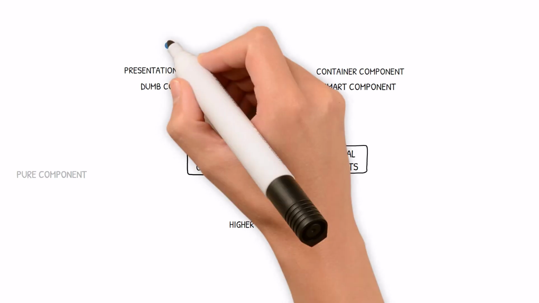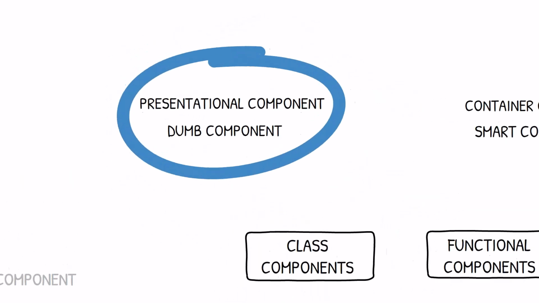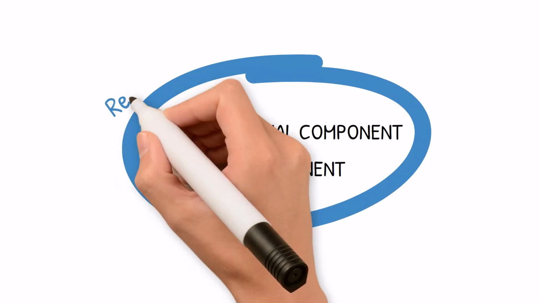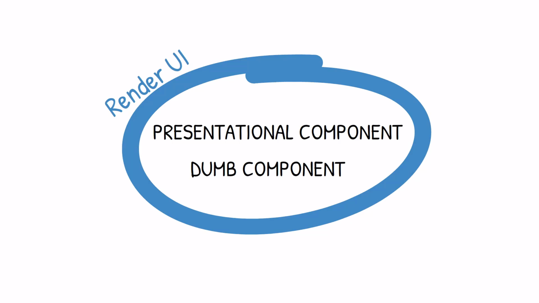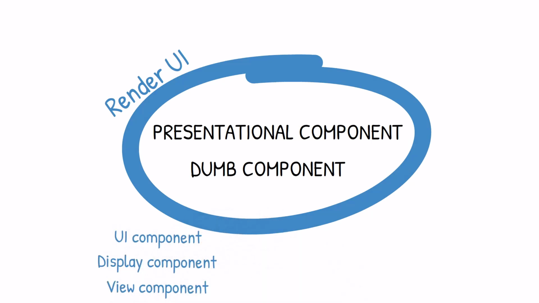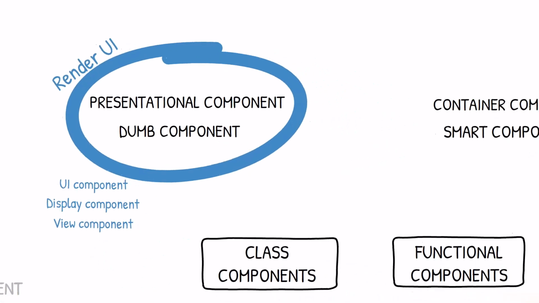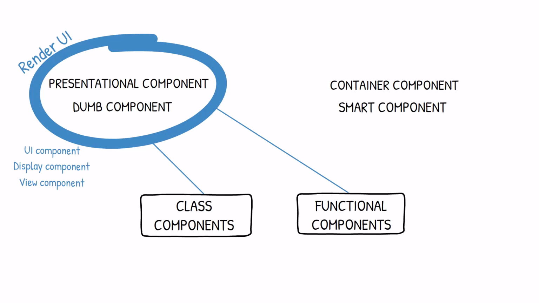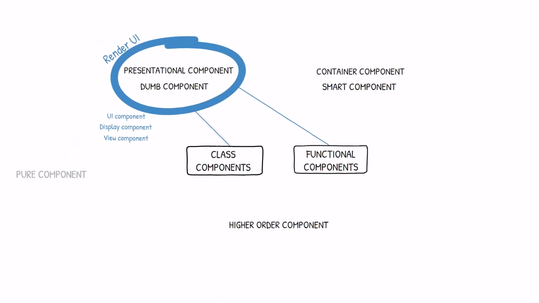Let's start with presentational or DOM components, which are essentially the same thing. They are responsible for rendering UI, nothing else. They don't handle any logic, don't manage complex state. There are also other names we can find for this type of components, such as UI, display, or view component. That's not important. The point is that either class or functional component can be a presentational component if its only function is to display data.